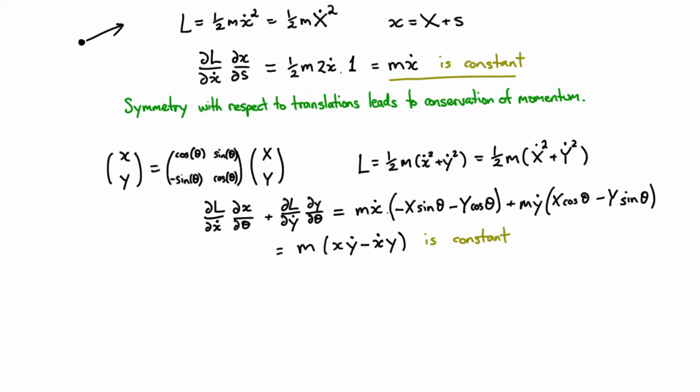And if we examine that for a moment, we might recognize that as, in fact, the z component of the angular momentum. And so Noether's theorem has given us a second principle, which is that symmetry with respect to rotations gives us conservation of angular momentum.